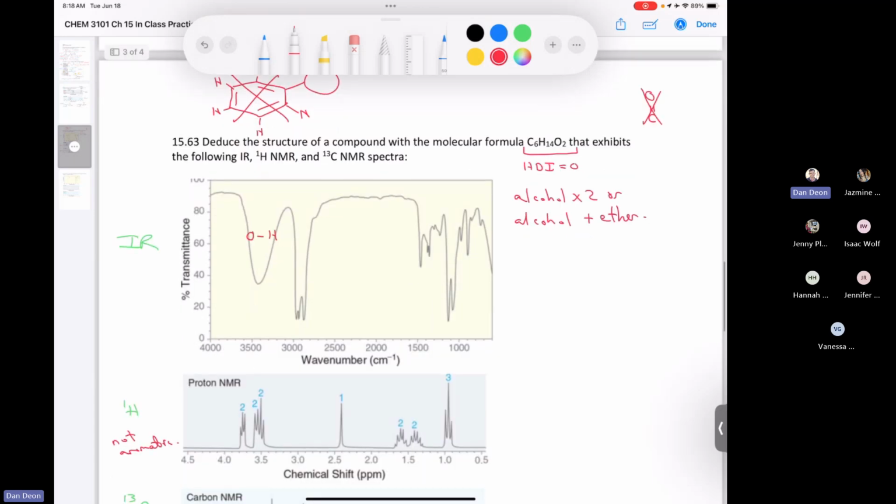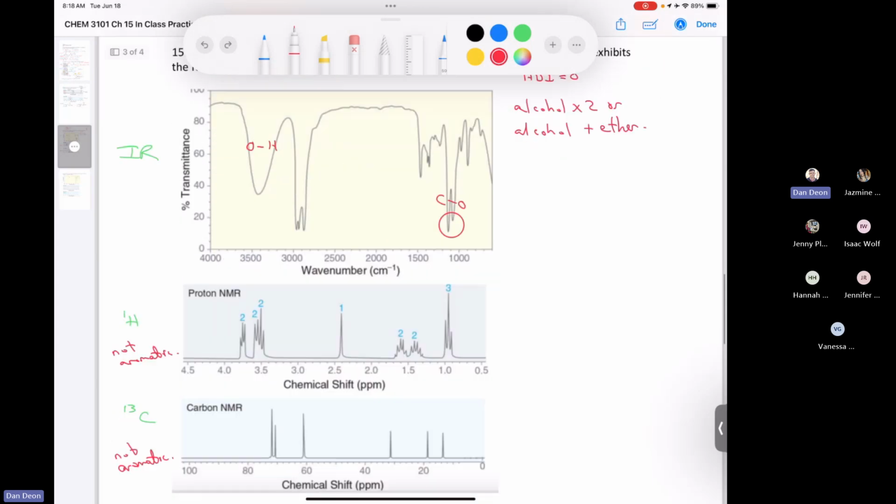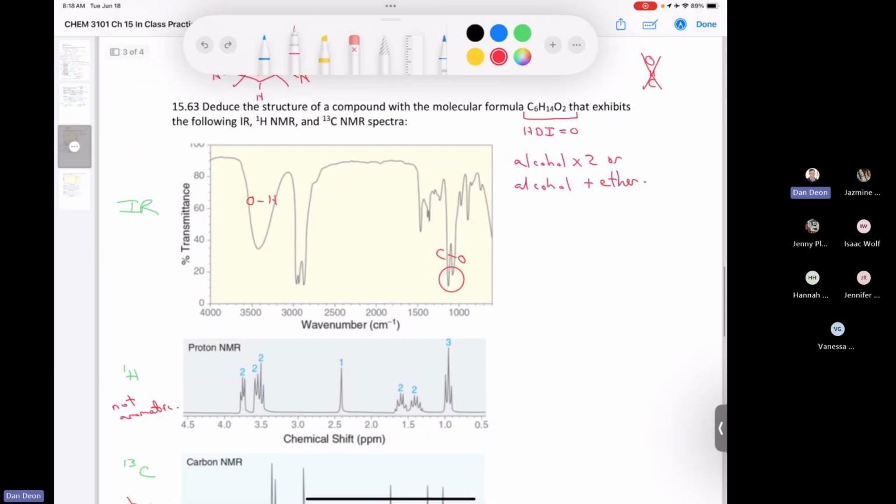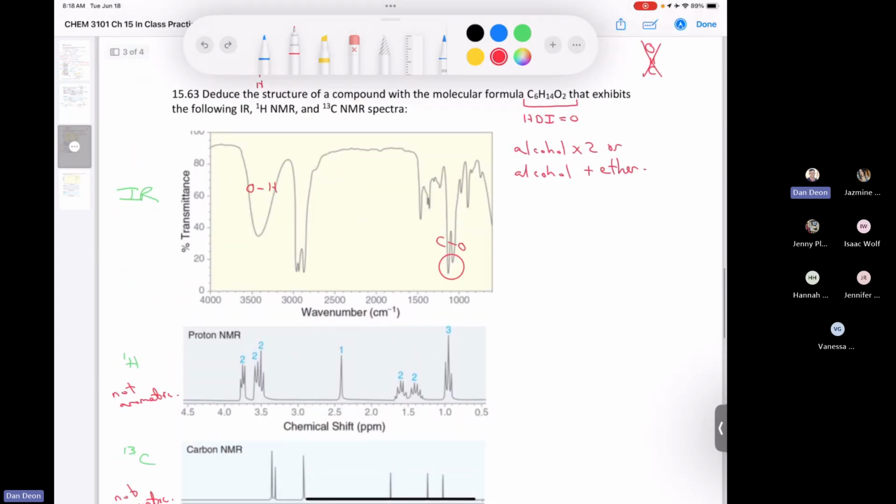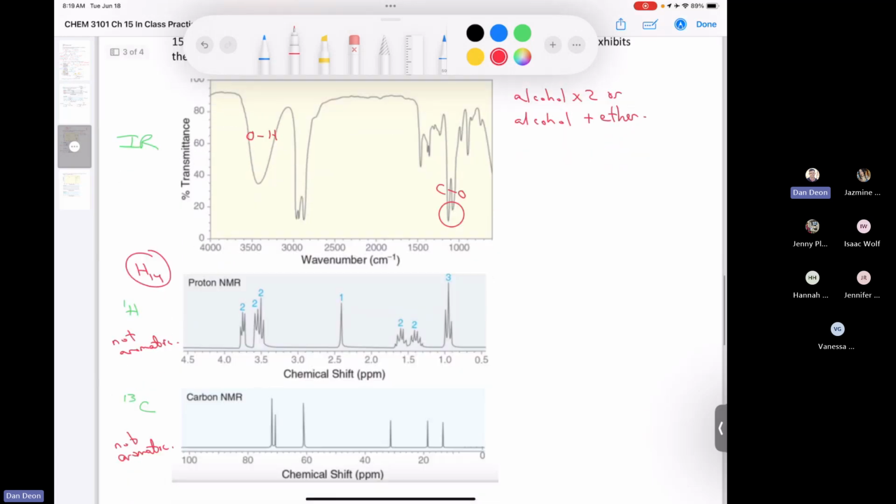Where would we find the carbon-oxygen stretch for an ether? That would be somewhere around here. So could we have an ether? Now let's take a look at the proton, and keep in mind there's 14 protons, H14. If we tally up 2 plus 2 plus 2, 6, 7, 8, 9, 10, 11, 12, 13, 14, the integrations all line up.